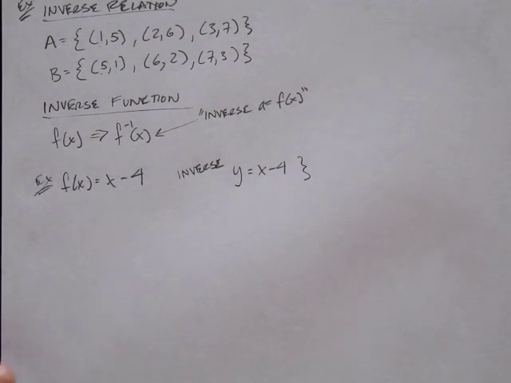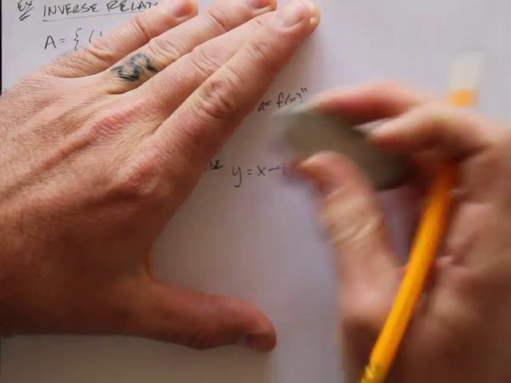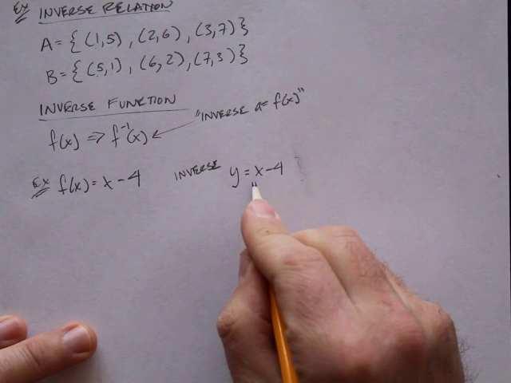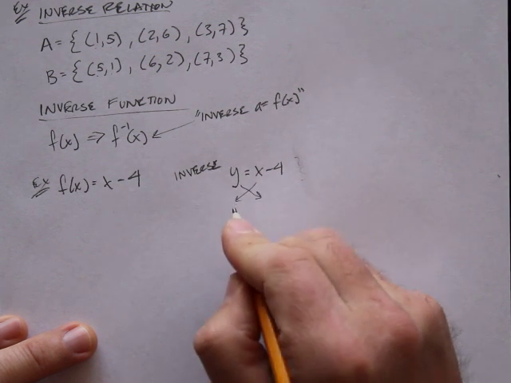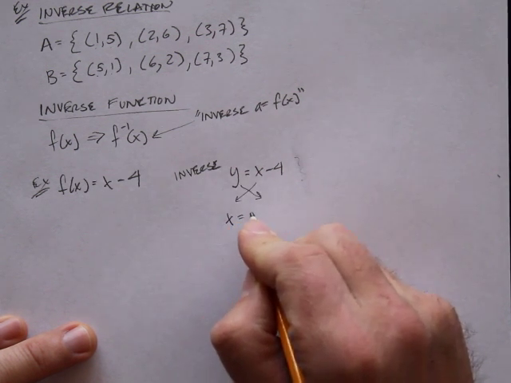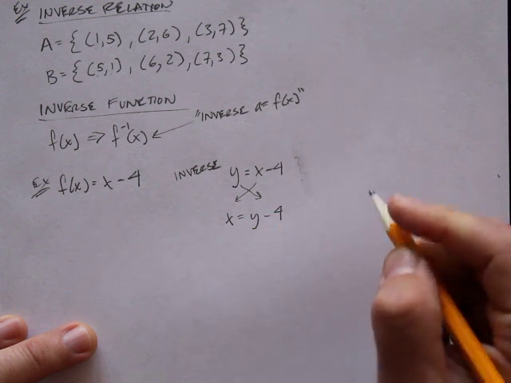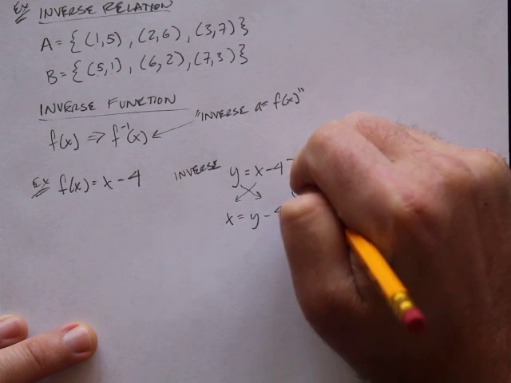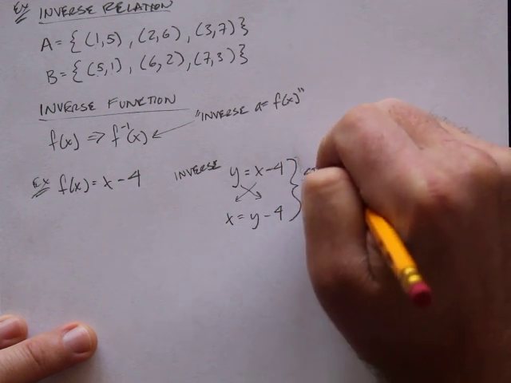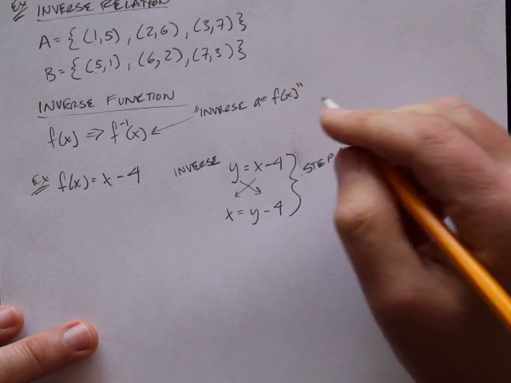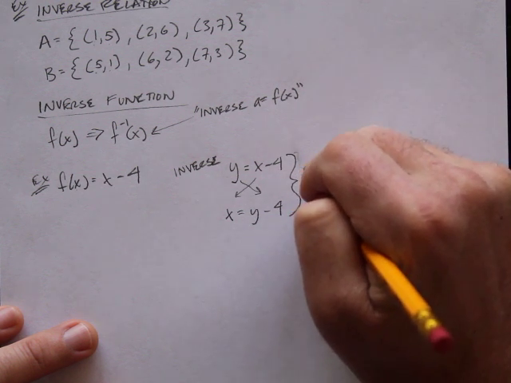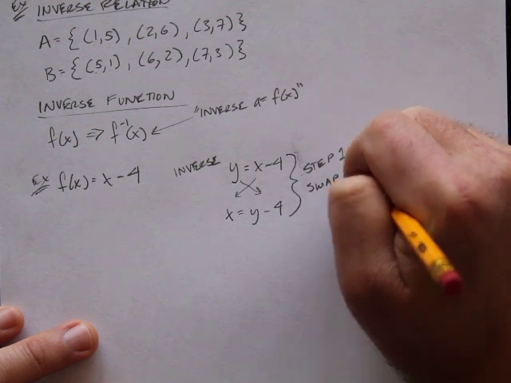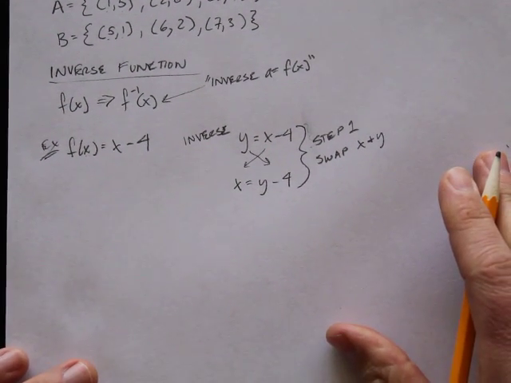Well, actually, we'll do a little bit longer step 1 here. We're gonna change it to x and y, and then we're gonna swap x and y. X equals y minus 4. So we'll make that our full first step. Step 1, swap or exchange x and y. Okay.